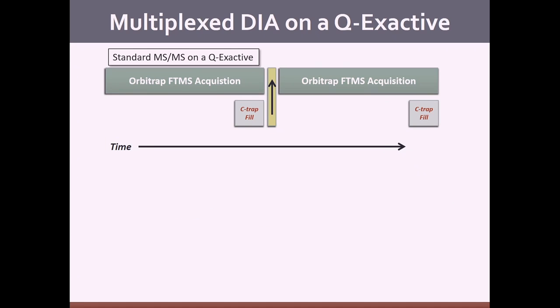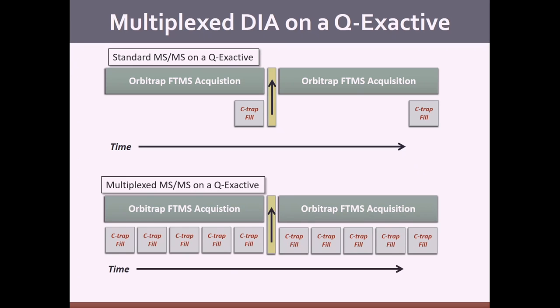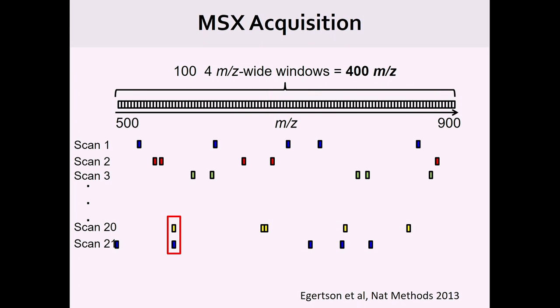So when you normally think about doing MS/MS on an Orbitrap, you have this time in which you're doing an Orbitrap FTMS acquisition. And then a portion of that time is going on in parallel where you're filling the C-trap, and then you're moving those ions over to the Orbitrap, and you're then doing it again. So during that time, you're filling for the next scan. What we wanted to do was basically multiplex this so we could have five different windows in parallel. So let me just summarize this a little bit.